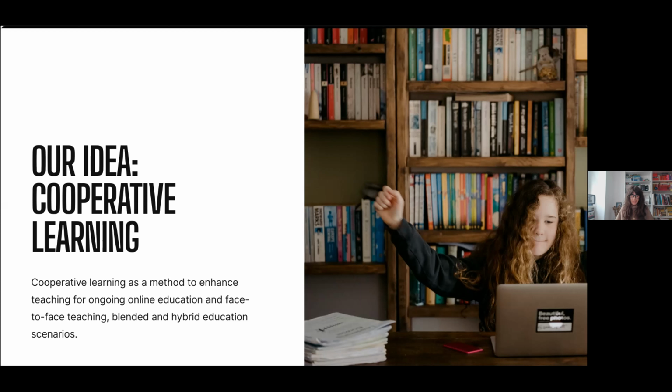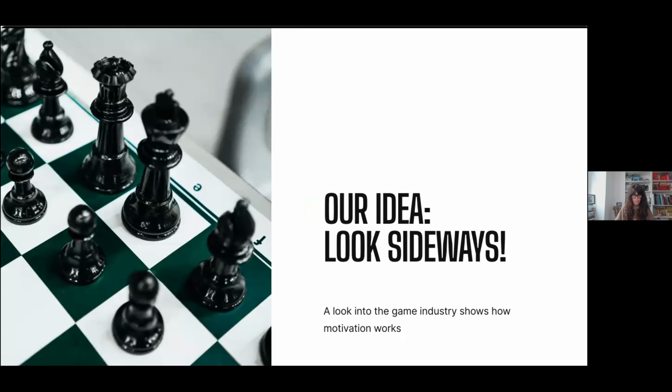At least, you could say cooperative learning as a process of planned social interaction could be used as enhanced teaching for ongoing online education and face-to-face teaching, blended and hybrid education scenarios. Based on the long-time research of Professor Voigt, we then did a sideways look from higher education into other fields, for example, the game industry.